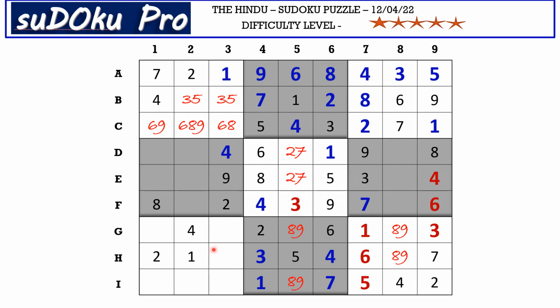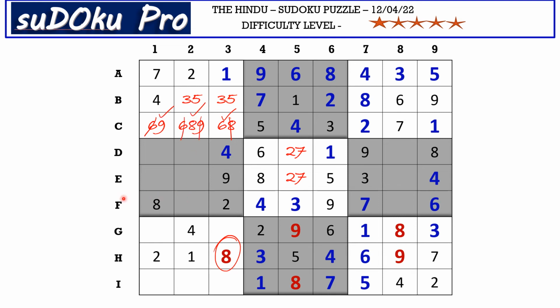In H row, you can see there are only 2 missing numbers, 8 and 9. There is a 9 here in column 3. So H3 takes 8 and H8 becomes 9. And G8 is now 8. G5 is 9 and I5 is 8. So this 8 cancels out the 8 here. So C3 is 6, C1 is 9 and C2 is 8.